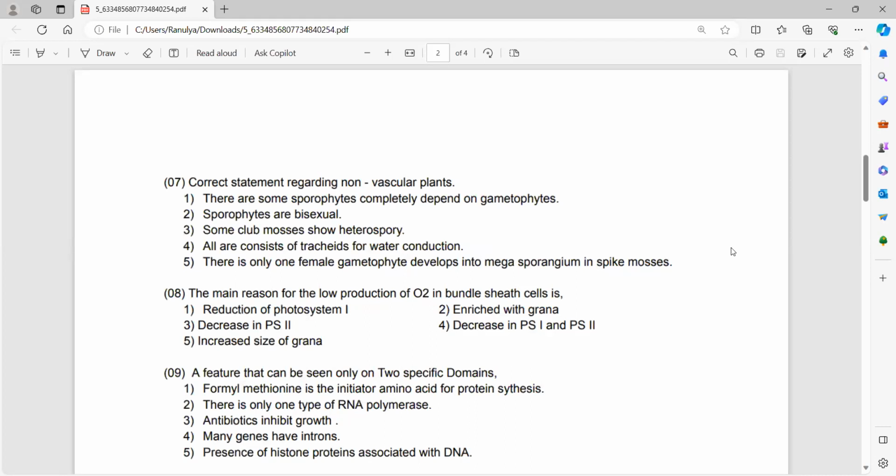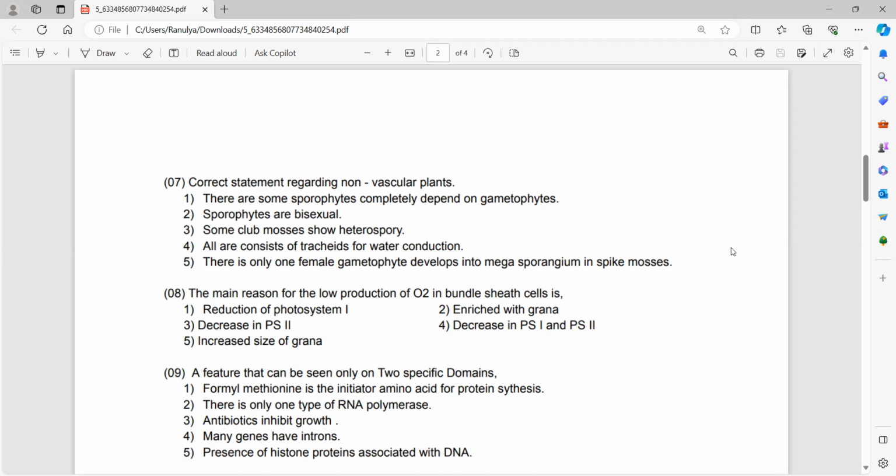Question number 7. Correct statement regarding non-vascular plants. There are some sporophytes completely dependent on the gametophyte. That is correct. Now, in non-vascular plants, even in bryophytes, they have a haploid gametophyte. It is the dominant stage of the life cycle. And sporophytes are not independent, right? They are completely dependent on the gametophyte. So the answer should be the first answer.